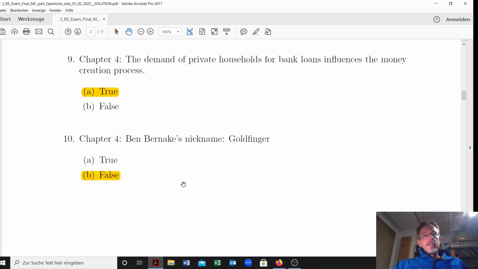The right nickname of Ben Bernanke is Helicopter Ben.